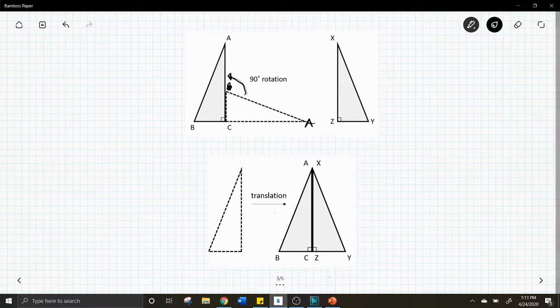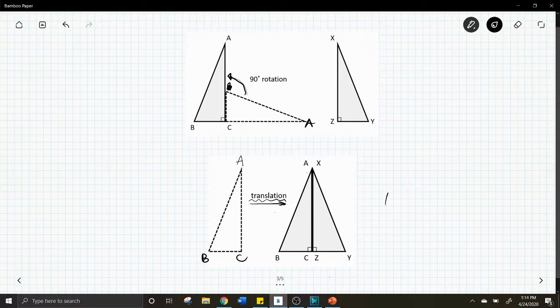So here's triangle ABC, and we're just going to slide it over without really moving it. And that sort of sliding over is called a translation. Okay, so first we had a rotation, then we had a translation. So now we would say these two triangles are sort of back to back. Okay, so AC is aligned with this line AC.